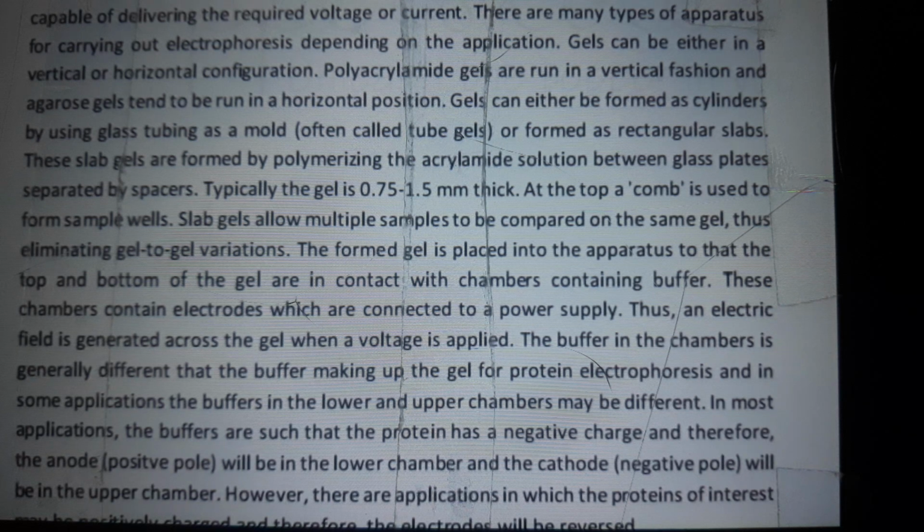There are many types of apparatus for carrying out electrophoresis, depending on the application. Gels can be in either a vertical or horizontal configuration. Polyacrylamide gels are run in a vertical fashion, and agarose gels tend to be run in a horizontal position. Gels can either be formed as cylinders by using glass tubing as a mold, often called tube gels, or formed as a rectangular slab. These slab gels are formed by polymerizing the acrylamide solution between glass plates separated by spacers.